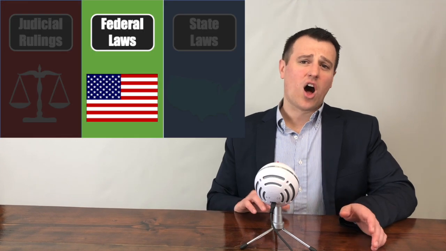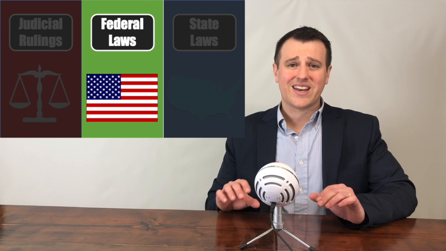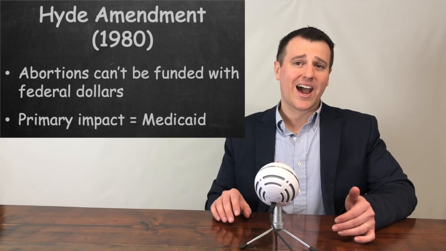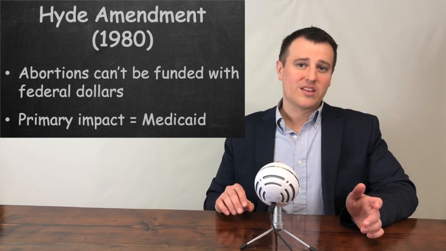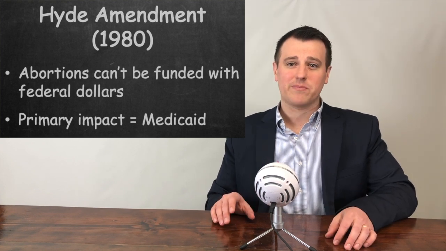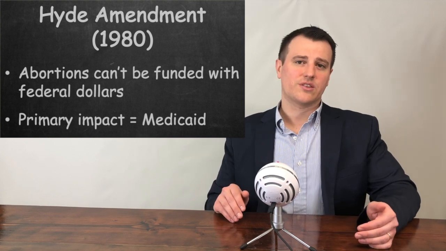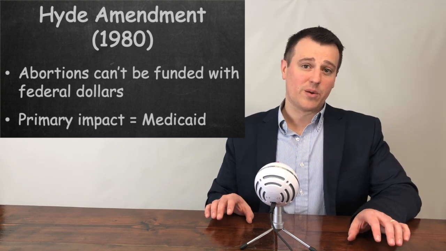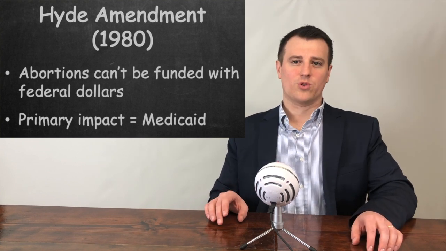From the standpoint of laws passed at the federal level by Congress, there are surprisingly not that many abortion restrictions. The Hyde Amendment was passed in 1980, and that's always been a hot topic. The Hyde Amendment says that abortions can't be funded with federal dollars except to save the life of the woman or in cases of rape or incest. For all intents and purposes, this means low-income women can't use Medicaid dollars to pay for abortions.